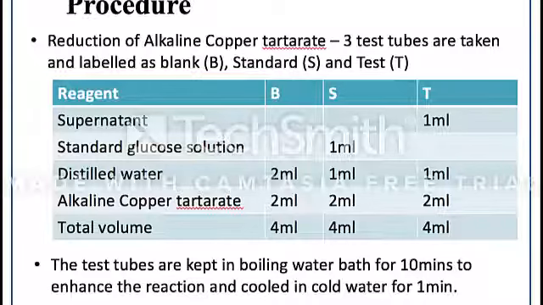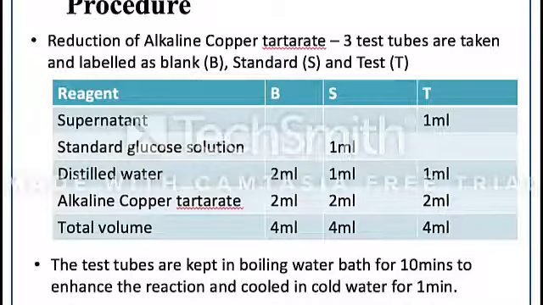We take 3 test tubes and label as blank, standard, and test. The supernatant, the reagent, first we take it as sample. We take in the test tube T as 1 ml, glucose standard solution S as 1 ml, and distilled water. We take 2 ml and 1 ml each in the standard and test. Next is alkaline copper tartrate. We take 2 ml each in the blank, standard and test. So we make the total volume up to 4 ml in each of the test tubes.